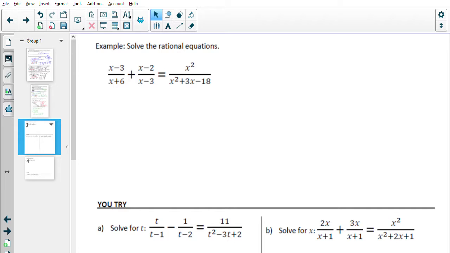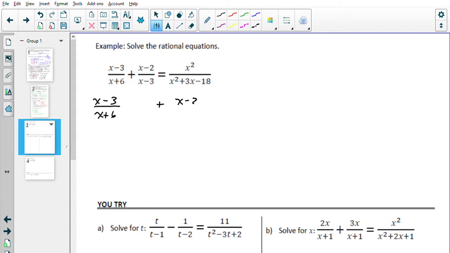So for this example, you've got x minus 3 over x plus 6 as the first rational expression. The second one is x minus 2 over x minus 3, and the other one has a quadratic. So I need a little bit of room here, so I'm going to rewrite x minus 3 over x plus 6, and I know I'm going to be multiplying something, so I'm just going to leave a gap. Then I'm going to put x minus 2 over x minus 3. I know I'm going to be multiplying by something probably, so I'm going to leave a gap. And then for the last one, I'm going to factor that denominator.